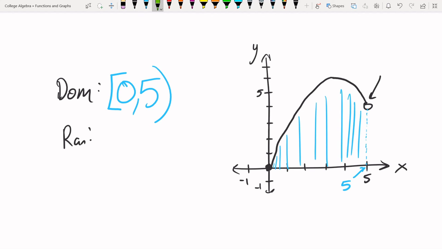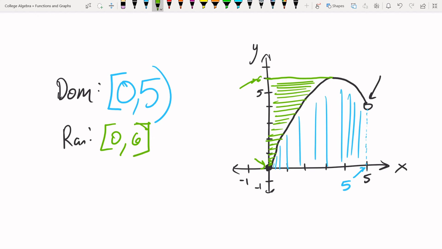Likewise, the range, we just go on up. All of this is included, and this point right here, which is the top point, is included, and that goes to 6 here. So the bottom point's included, the top is included. We have 0 to 6. And even though this kind of curls back, that's fine. It's just that's all still in the range.